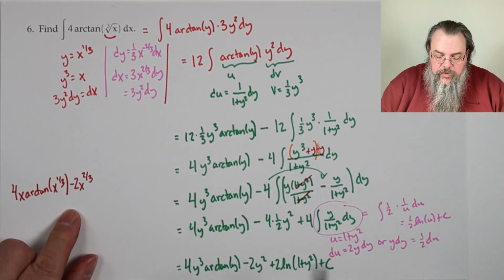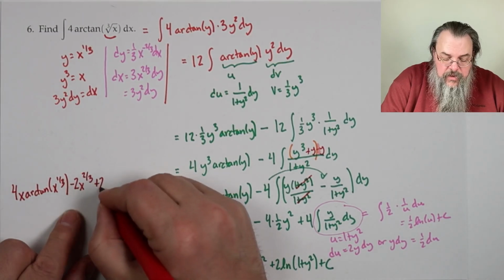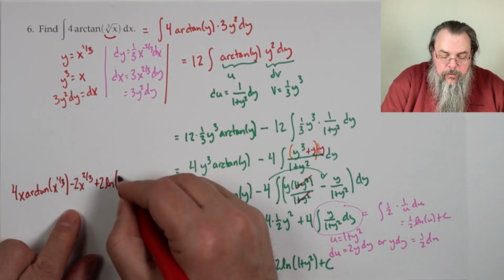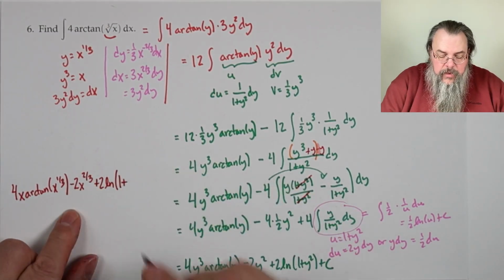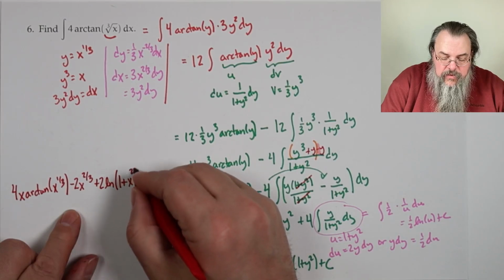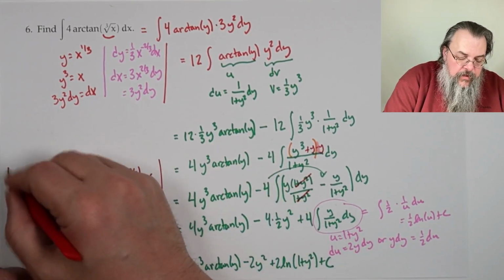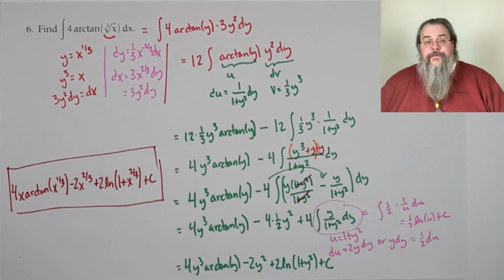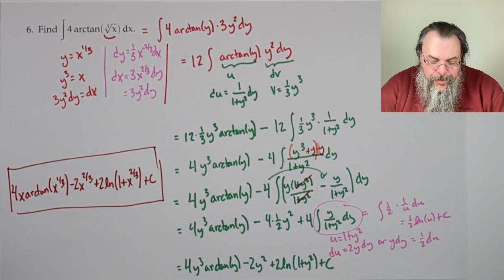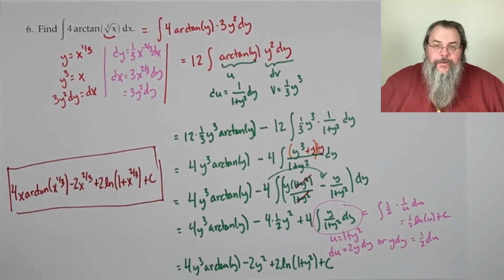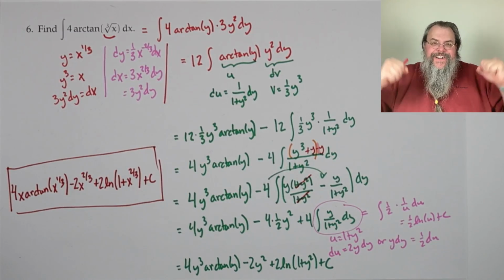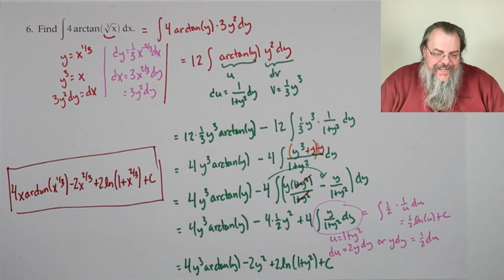Then plus 2 natural log of 1 plus x to the 2/3. And plus c. So that's our real final answer. Whew! We did it! We made it! Huzzah! Okay, there we go.